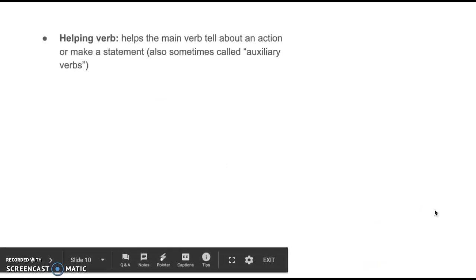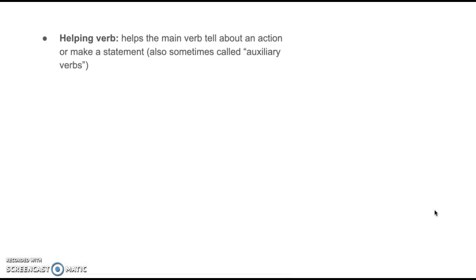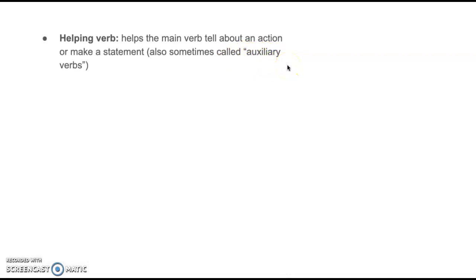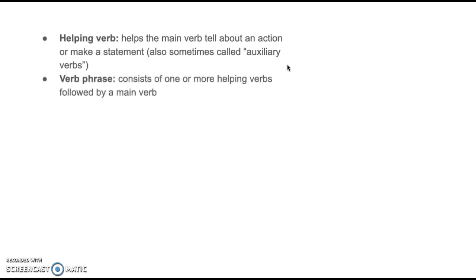Third type of verb, helping. Helps the main verb tell about an action or make a statement. They're sometimes called auxiliary verbs. I don't like that phrase because it's a mouthful. It's too many letters. I prefer helping, but if you see the term auxiliary, at least you know that it means helping.